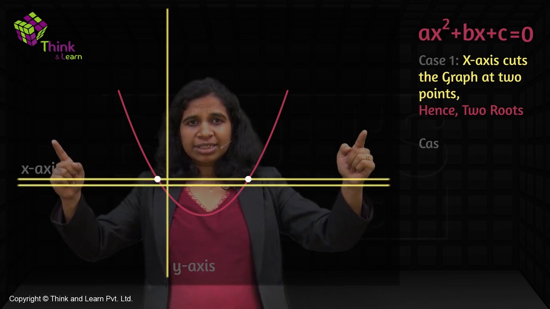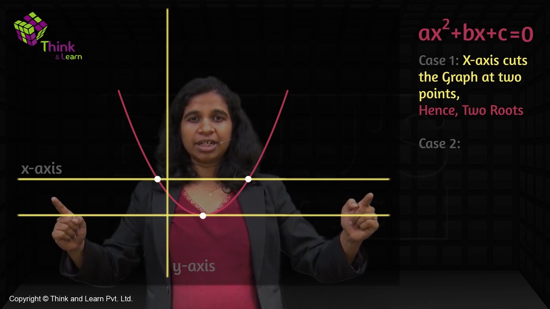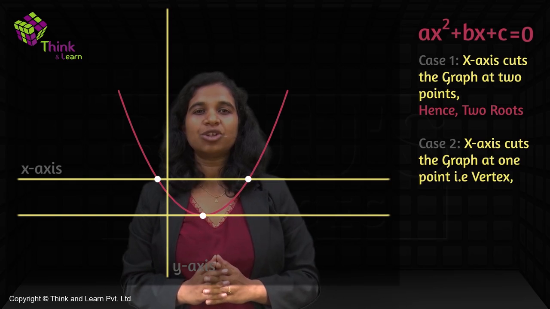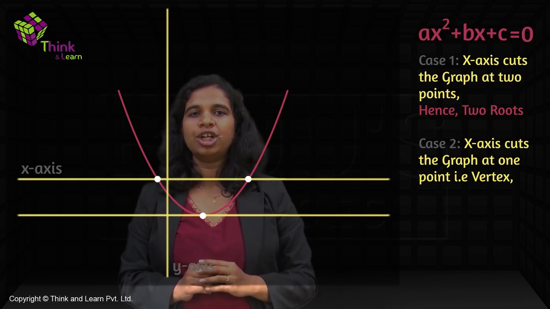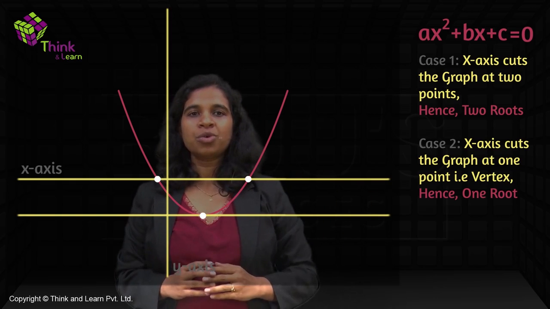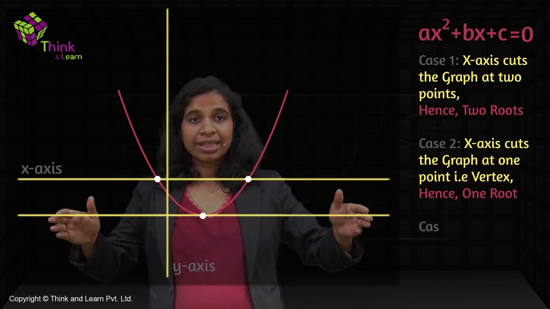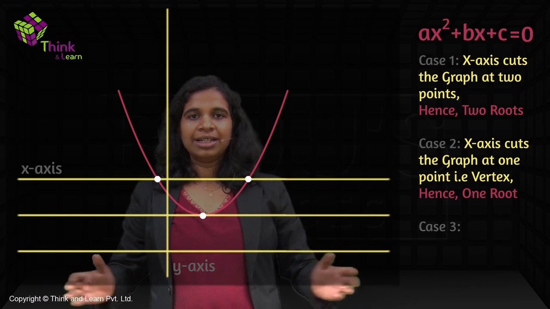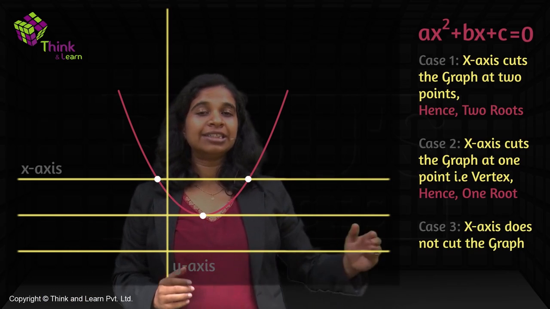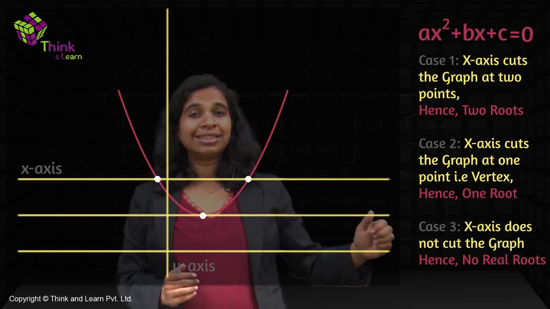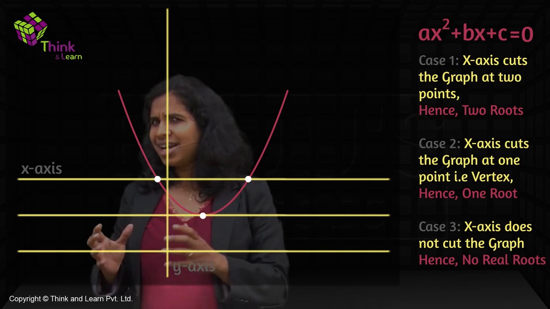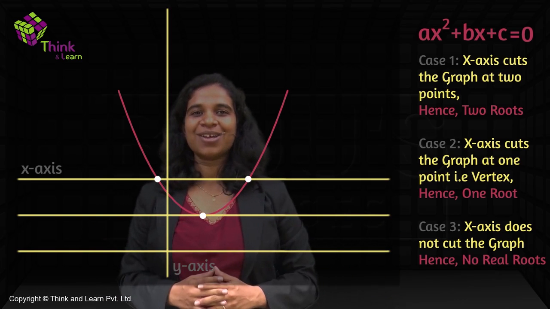There could be another case where this x-axis actually comes down and it is here. It actually touches the graph at the vertex, so it's touching it at exactly 1 point. What does that mean? There is only one root. Or there could be a third case where the x-axis is even further below. That is, it does not touch my graph at all. If it doesn't touch my graph at all, it means there are no roots. We actually say there are no real roots. I'll just tell you why we say no real roots. Are there unreal roots? For now, we'll say there are no real roots.